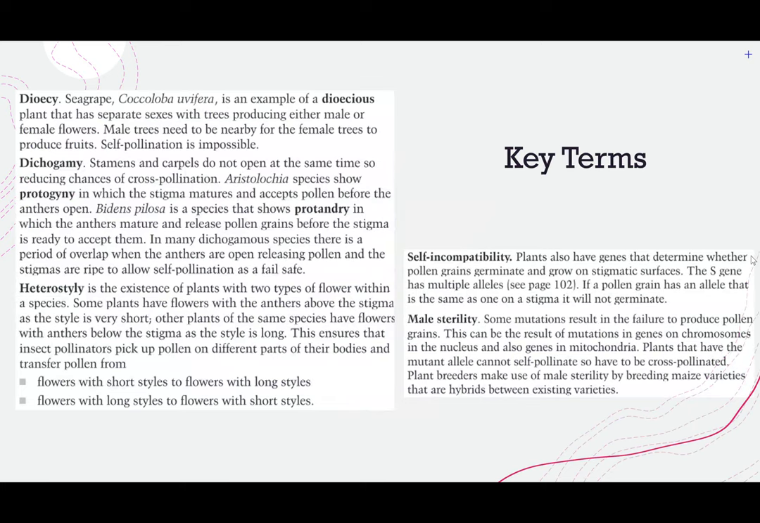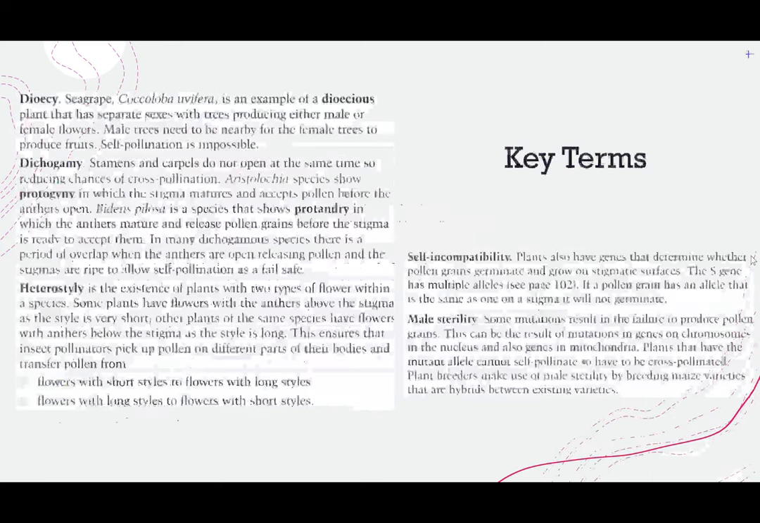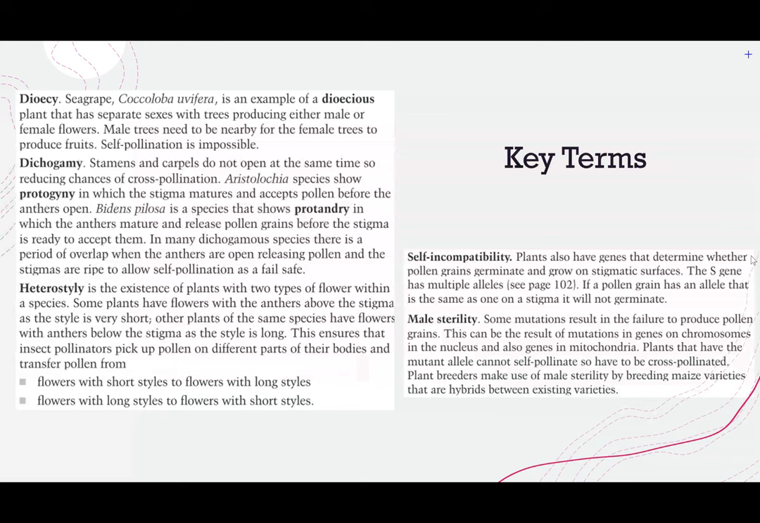Okay? So the key terms that we're generally looking at, and we're going to look at more key terms as we go on, right? I thought that this is important to just get out of the way. When we talk about something being dioecious, we're talking about dichogamy and protogyny and heterostyly, and sterility and stuff like that. What are we talking about? So I just put all the key terms here. This is what I did in 2021.